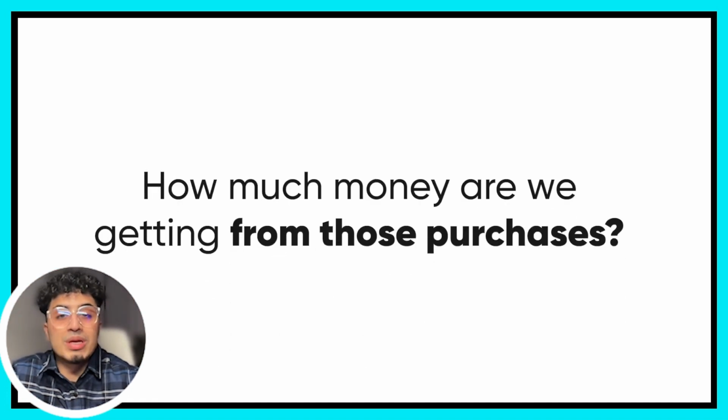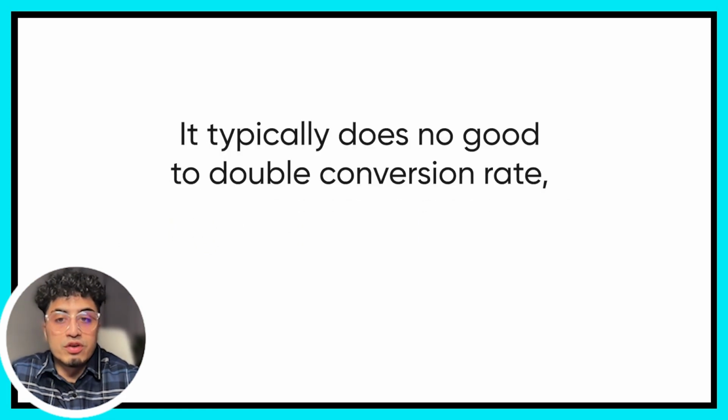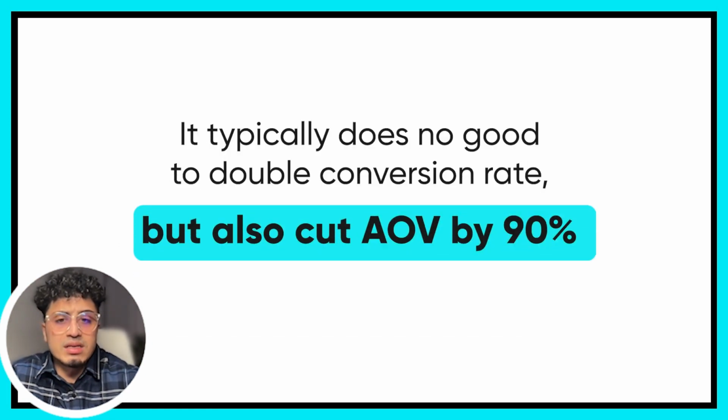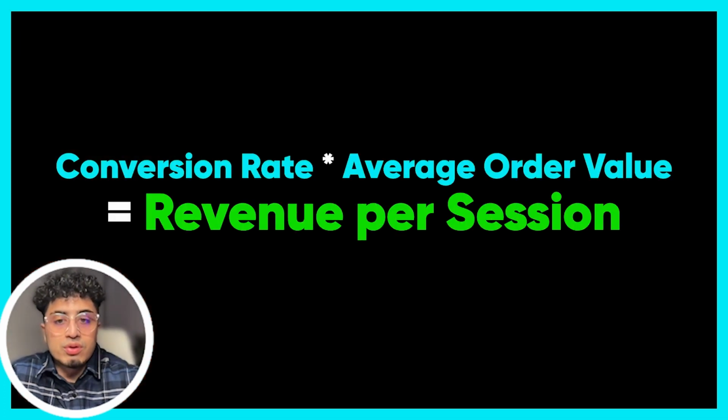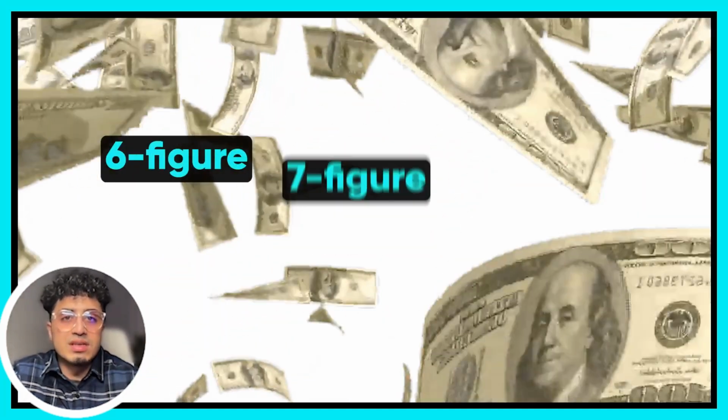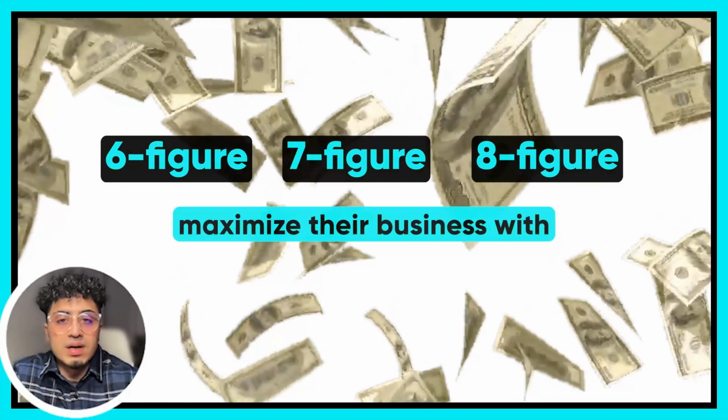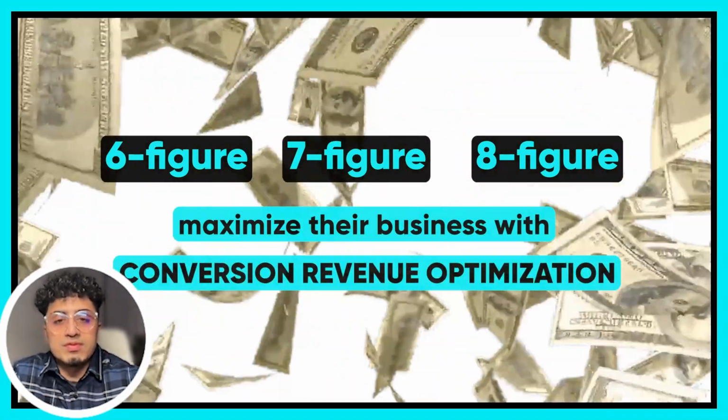How much money are we actually getting from those purchases? It typically does no good to double your conversion rate, but also cut your AOV by 90% because we're offering, say, a discount. That's why we need to look at the full picture. Conversion rate times your average order value equals your revenue per session. And that's why we're helping 6, 7, and 8-figure brands maximize their business with conversion revenue optimization.